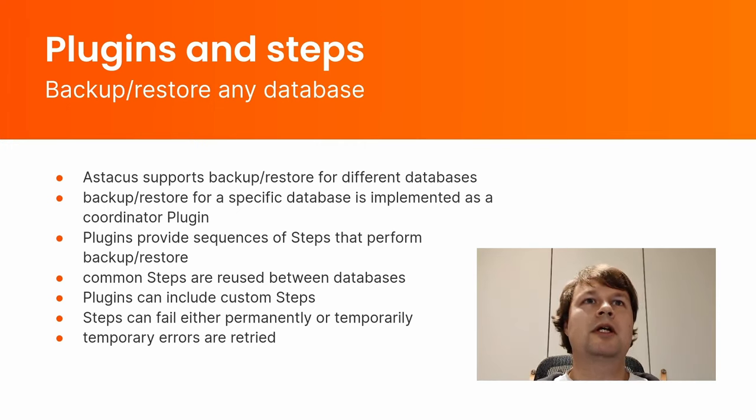Astacus is built on top of a plugin-based architecture. Most of the database-specific logic is centered in the coordinator and the higher-level APIs. When Astacus is configured, it is configured to load the plugin for a certain database. And when backup is required, the plugin is asked for the actual steps that are needed to create the backup of this particular type of database. That list of steps can include general steps, like upload snapshot, download snapshot, or database-specific steps, like take snapshot for Cassandra.